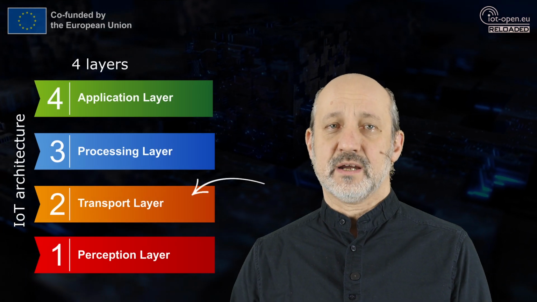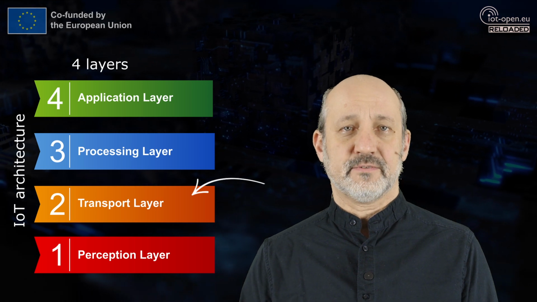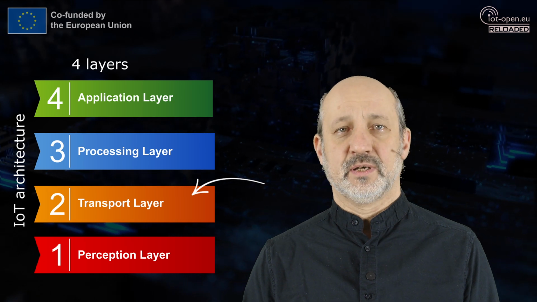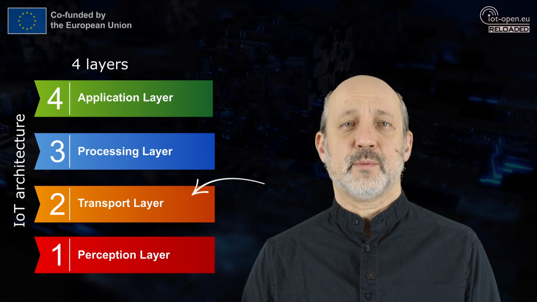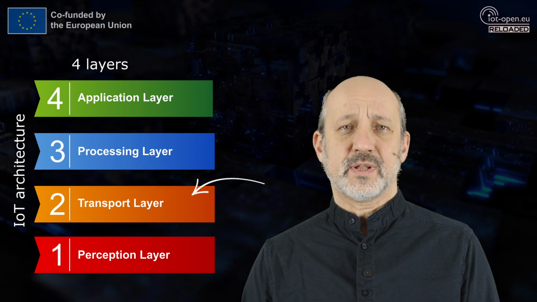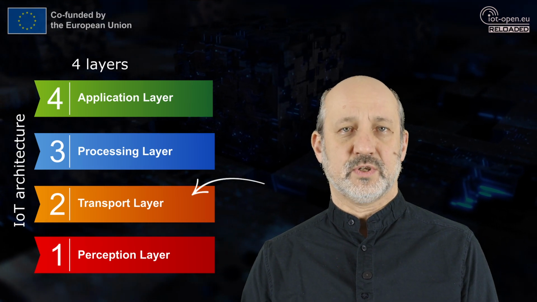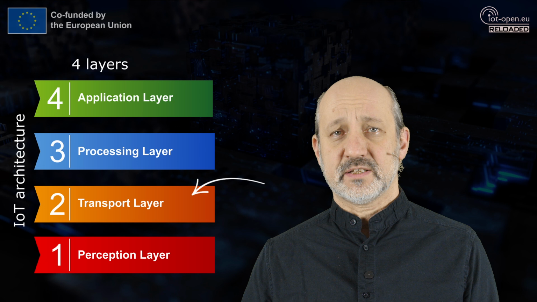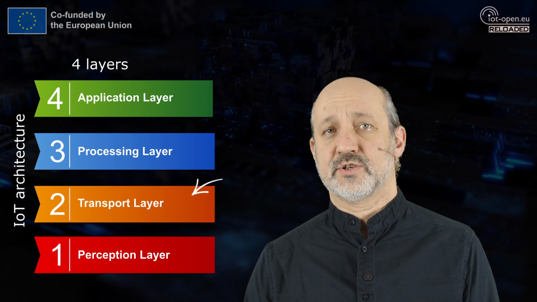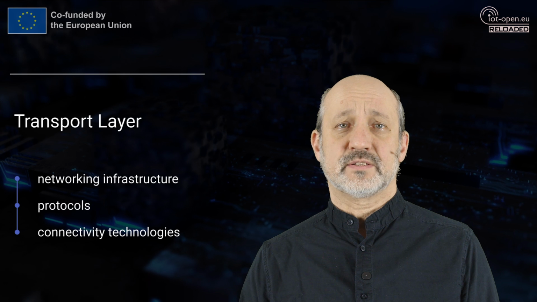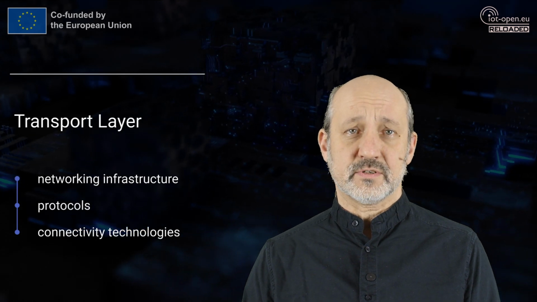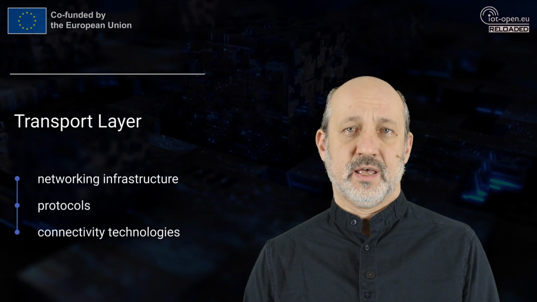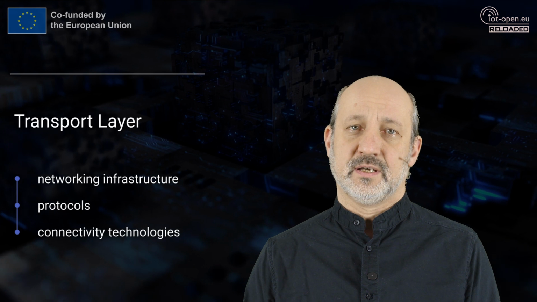The transport layer, also known as the network layer, facilitates connectivity between IoT devices and the broader system. It ensures that data captured at the perception layer is reliably transmitted to data processing units. This layer provides various communication models, including device-to-device and device-to-cloud communication. The layer is comprised of networking infrastructure, such as interfaces, gateways, routers, modems and switches, and traffic management utilities.